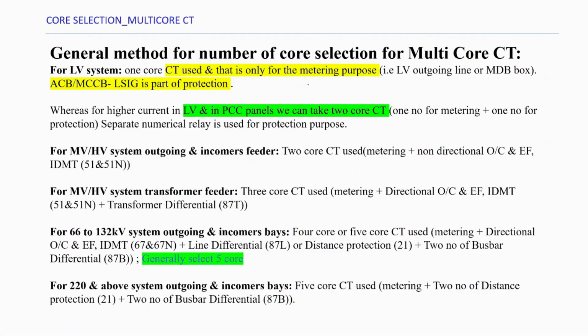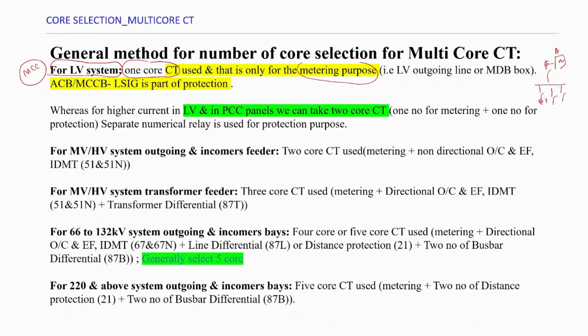Now the CT selection and the multi-core CTs. We now know the general method of number of core selection for multi-core CTs. When you see a one core CT used, that is only for the LV system. When we talk about the LV system, we are talking about MCC level. Here we are using only a single core CT, and that is only for metering purposes. So suppose you have an MCC, here I am going to use one single core that is used for the meter, that is metering purpose, the ammeter.